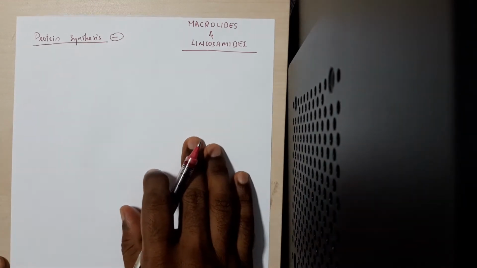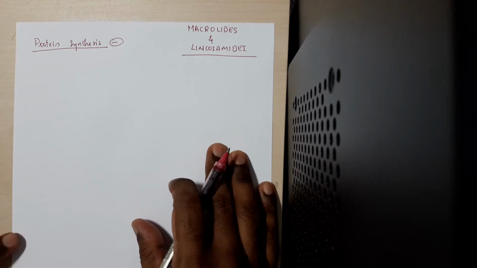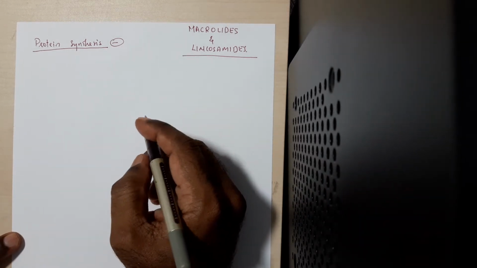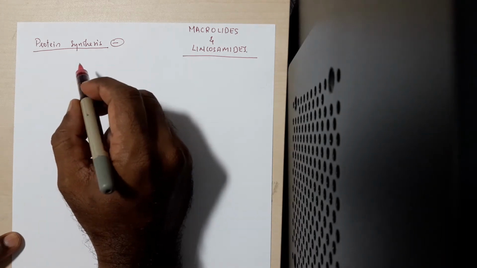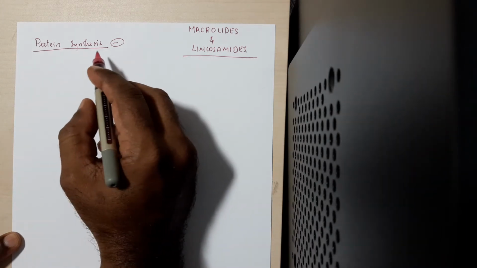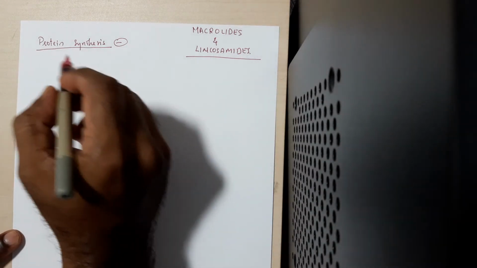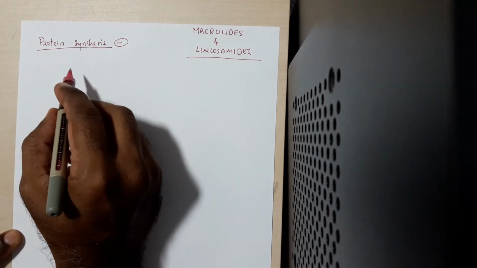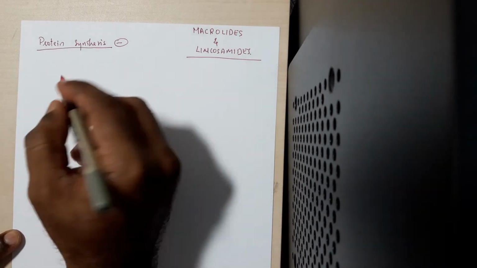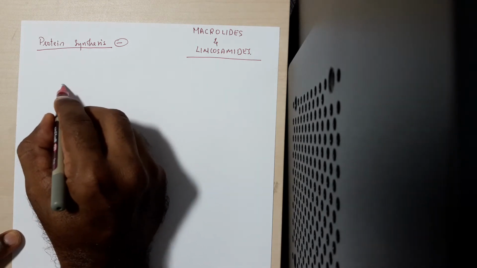So, not only macrolides and lincosamides. Previously, the broad spectrum antibiotics like tetracyclines and chloramphenicol, and the class of aminoglycosides, all these will inhibit protein synthesis. To understand the inhibition of protein synthesis, we have to understand how the proteins are synthesized. As you know, proteins are synthesized by ribosomes, and this is the mRNA template.